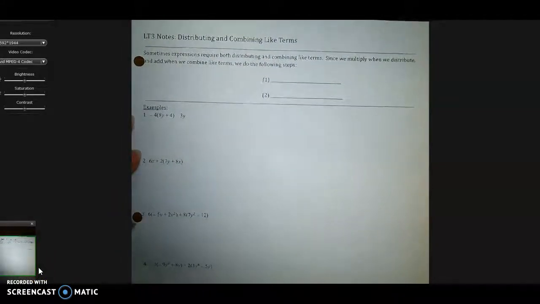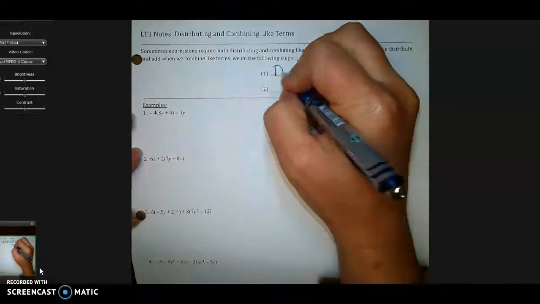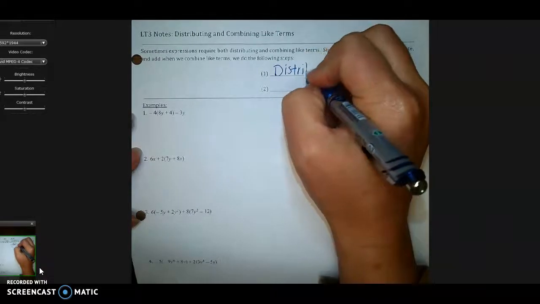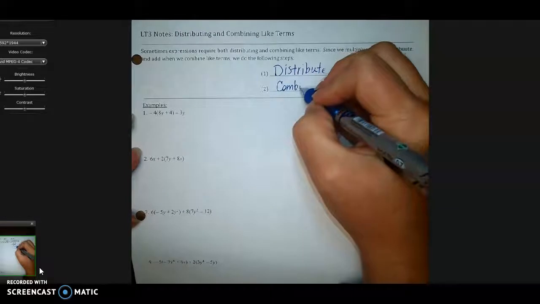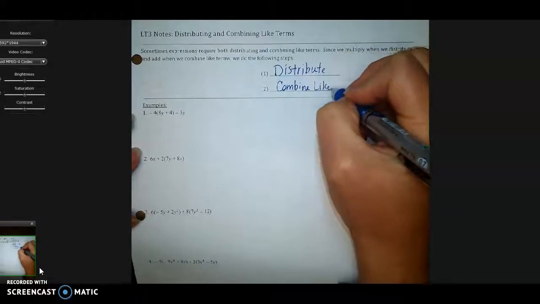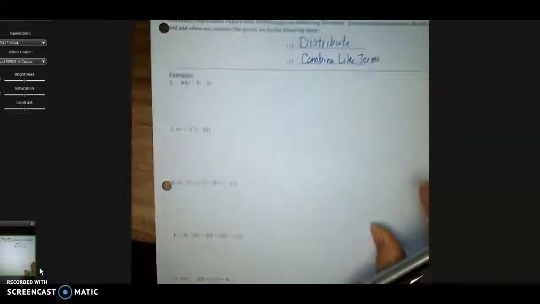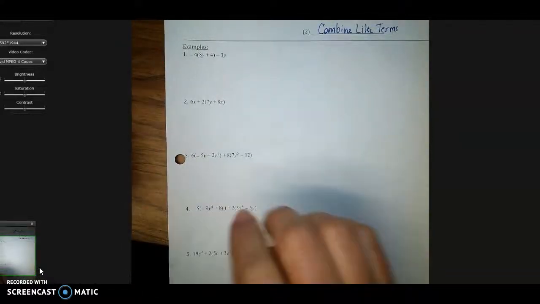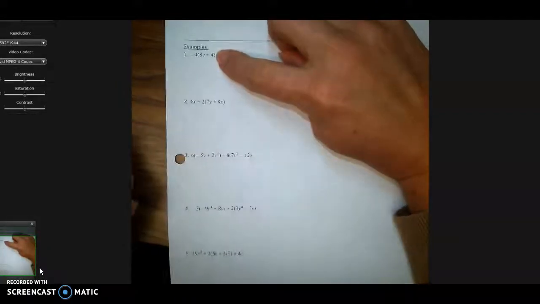Hello, we're going to be distributing and combining like terms today. And so when we do that, we need to remember that first we distribute, and then we come back and combine like terms. So this first one, we have done combining like terms, and then yesterday we did distributing that looked like that.